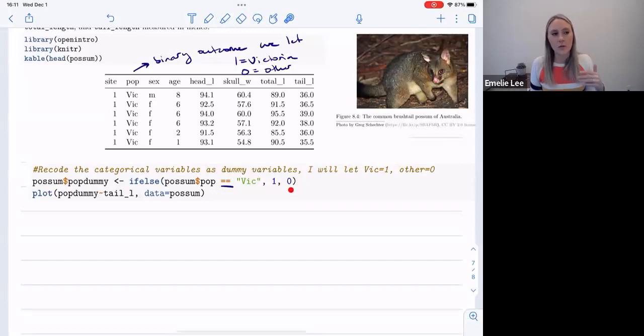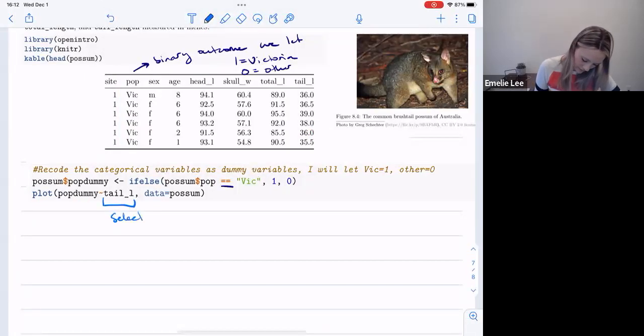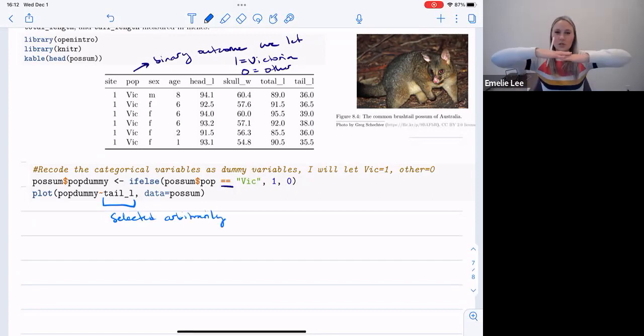That way I'll have a new column on the side called pop dummy, because I don't want to overwrite the pop column. I can add on another column called pop dummy and use that with the 0s and 1s, and retain the text information if I need it for a different scenario, right? So I make a plot of the pop dummy against the tail length, which I selected somewhat arbitrarily. I was looking for a plot where the dots weren't all on top of each other, but where there was some sort of shift, because those are the interesting cases.